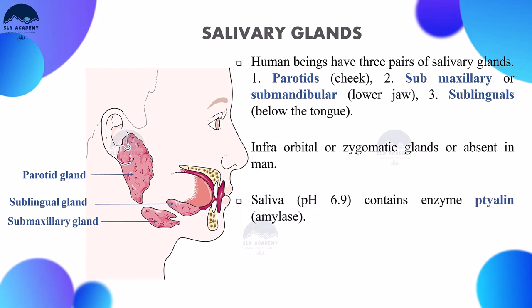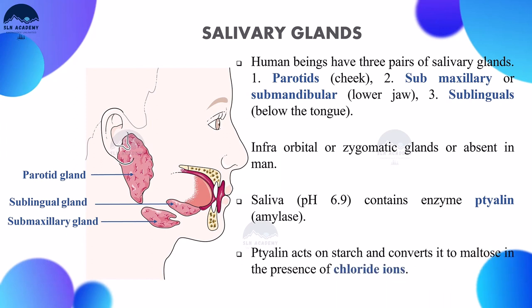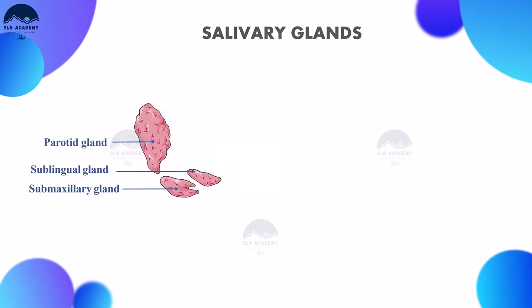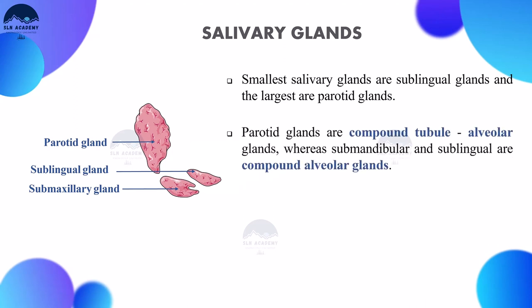Saliva, which is with pH 6.9, contains enzyme ptyalin, which is amylase. Ptyalin acts on starch and converts it to maltose in the presence of chloride ions. Smallest salivary glands are sublingual glands, and the largest salivary glands are parotid glands. Parotid glands are compound tubulo-alveolar glands, whereas submandibular and sublingual are compound alveolar glands.